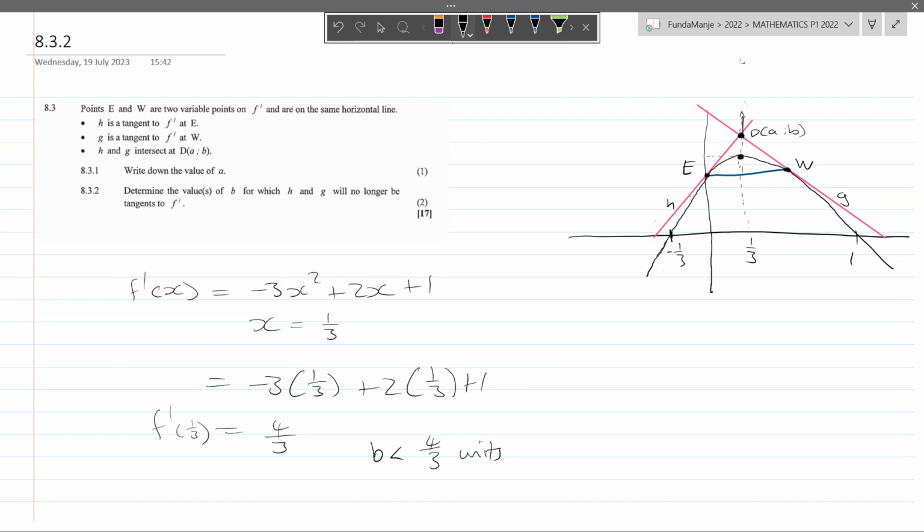If it is, then it would be somewhere over here, and our graphs would be forced to cut through that point and cut through the graph again. If they're cut twice, then they are no longer tangents.